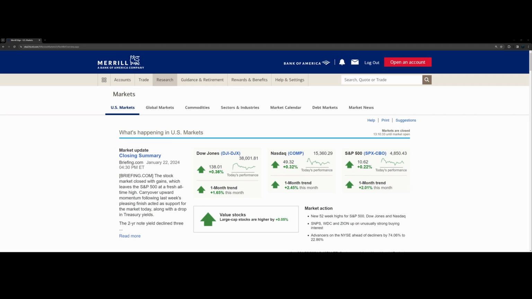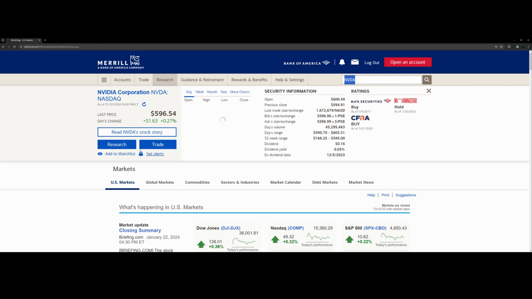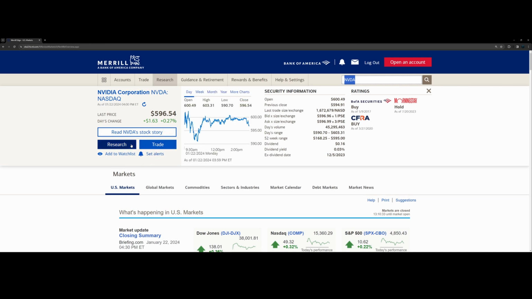For this example, let's look at NVIDIA's option chain. As you can see, I am using Merrill Edge or Merrill Lynch as my trading platform. But in general, the theory that I'm talking about today should stay the same no matter what broker you decide to use. If you're using Merrill Edge or Merrill Lynch, please feel free to follow along. Now let's type in the ticker symbol for NVIDIA, NVDA, up here in the search bar, and let's hit the research button.